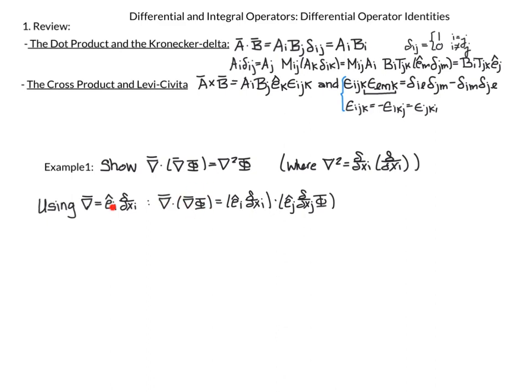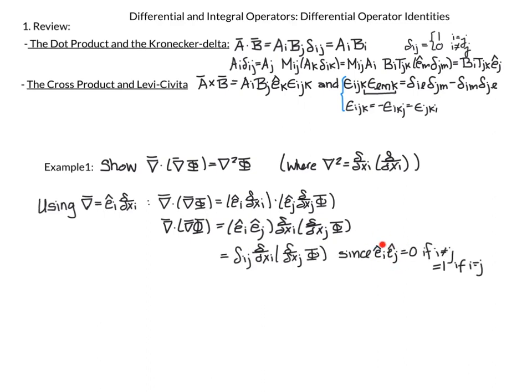So I'm going to plug in e sub i partial derivative with respect to x sub i for del, and I'm going to dot it then with my notation for gradient, which is e sub j, then partial derivative of phi with respect to x sub j. Next, I'm going to group my direction vectors, so I have e sub i dot e sub j, then I have my partial derivative with respect to x sub i times partial derivative of phi with respect to x sub j. Since direction basis vectors are orthogonal, they'll be equal to 0 if i does not equal j, and they're equal to 1 if i equals j.